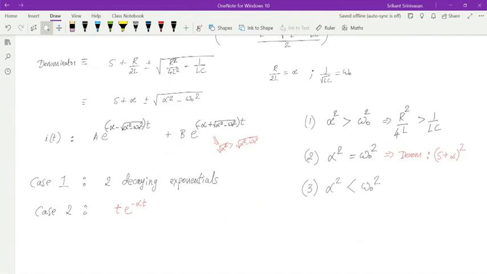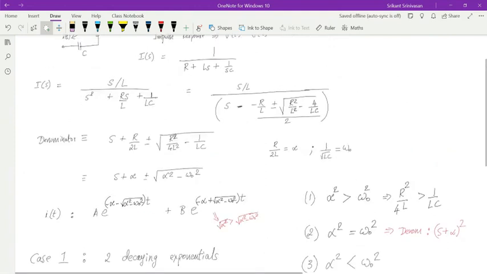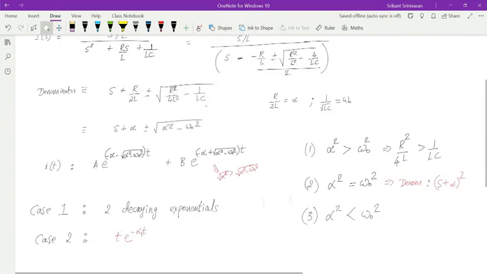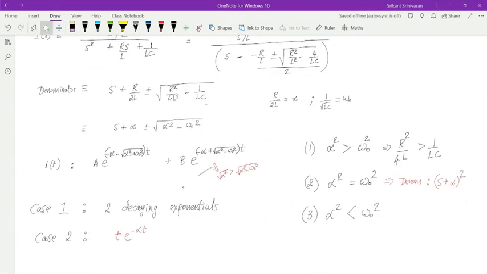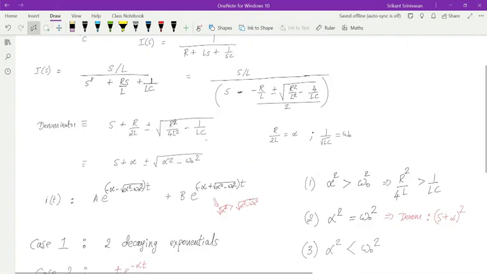So basically what happens is, when the denominators are unique poles, that means I have the second order equation and the denominator has two poles, and the poles are unique, they are separate poles, then I'm getting two separate exponential functions. Okay, and because the two exponential functions are different, in case 1 I have just two decaying exponentials. But in case 2, when the exponential functions are the same, that is called resonance, right?